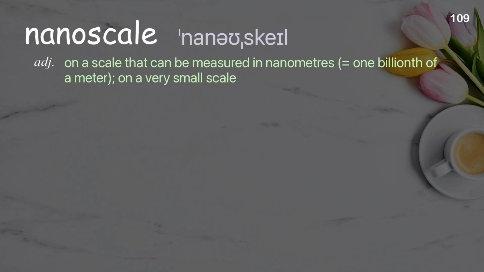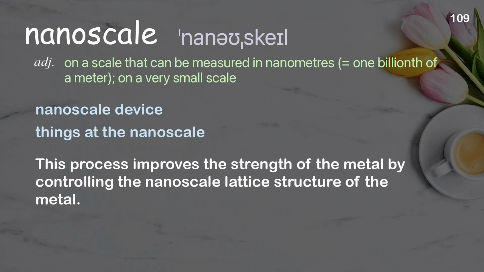Nanoscale. On a scale that can be measured in nanometers, equal to 1 billionth of a meter, on a very small scale. Examples: Nanoscale device. Things at the nanoscale. This process improves the strength of the metal by controlling the nanoscale lattice structure of the metal.